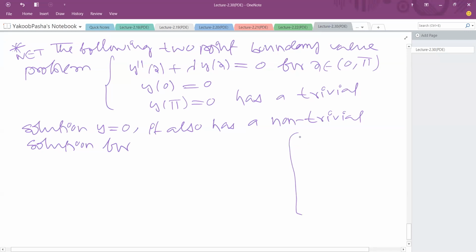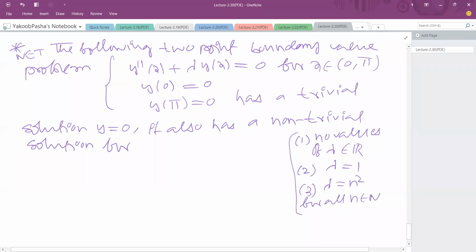No values of lambda belongs to R. No values of lambda belongs to set of real numbers. And second option, lambda is equal to 1. And third option, lambda is equal to n square for all n belongs to N, n greater than 1. And fourth option, lambda less than or equal to 0.